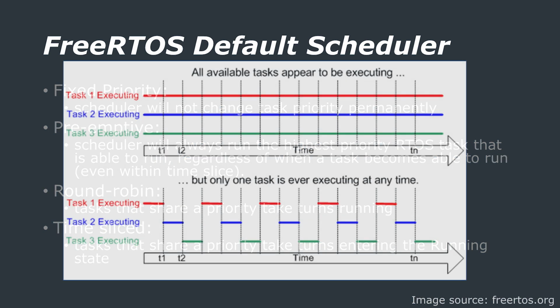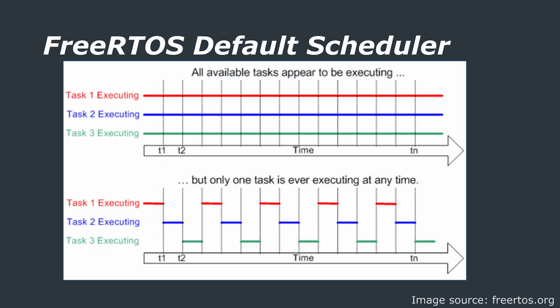Let's take a look at an example and assume that we have 3 tasks of equal priority running on a single processor core. An RTOS can make it appear as if all 3 tasks are running concurrently, but in fact only one task is run at a time. The rapid switching between tasks makes it appear as if all the tasks are running at once. And this is the round-robin time slicing in effect.